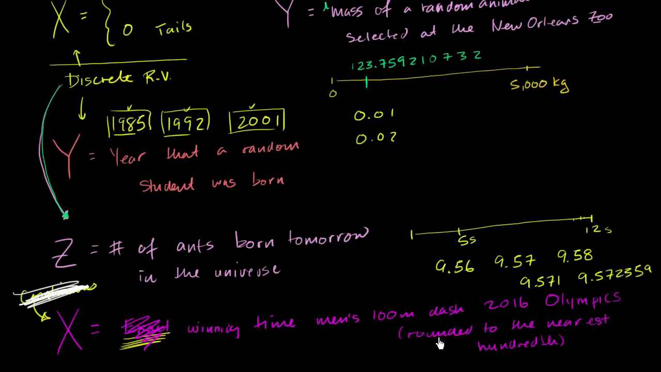Well, now we can actually count the actual values that this random variable can take on. It might be 9.56. It could be 9.57. It could be 9.58. We can actually list them. So in this case, when we rounded to the nearest hundredths, we can actually list the values. We are now dealing with a discrete random variable. Anyway, I'll let you go there. Hopefully this gives you a sense of the distinction between discrete and continuous random variables.